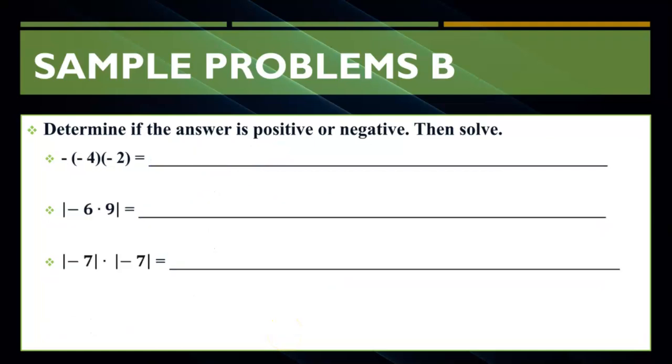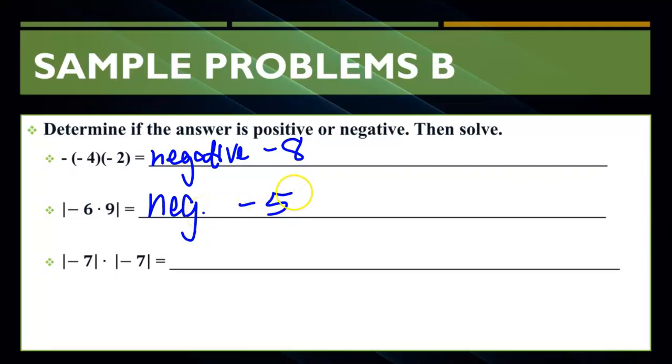And our last problem is determine if it's positive or negative. I have an odd number of negatives, so this is negative. 4 times 2 is 8, so this would be a negative 8. I have one negative, so my answer is negative. So this would be a negative 54.